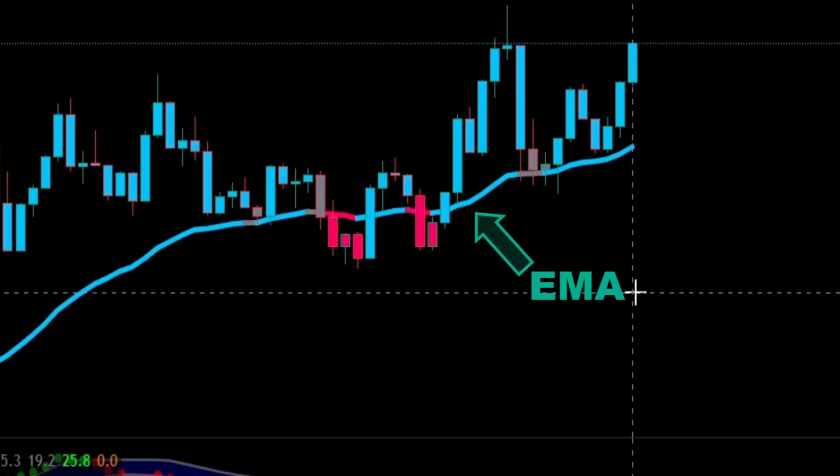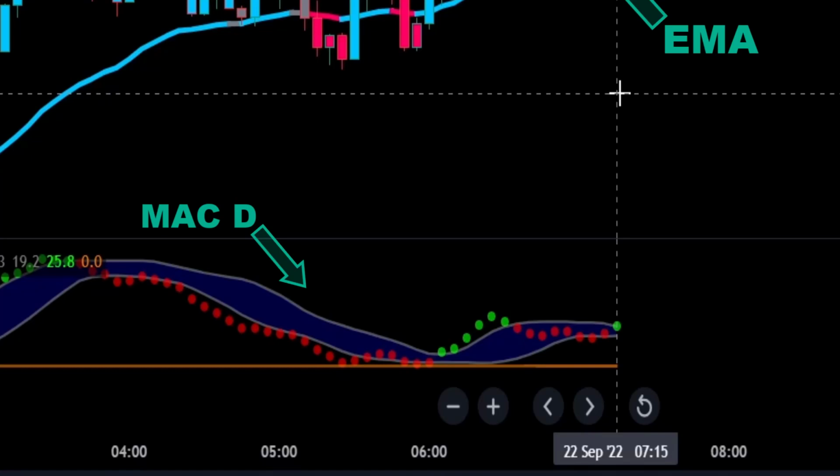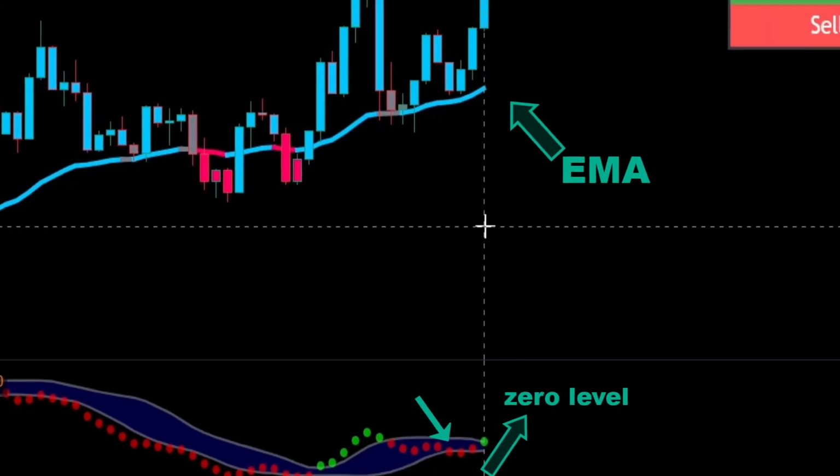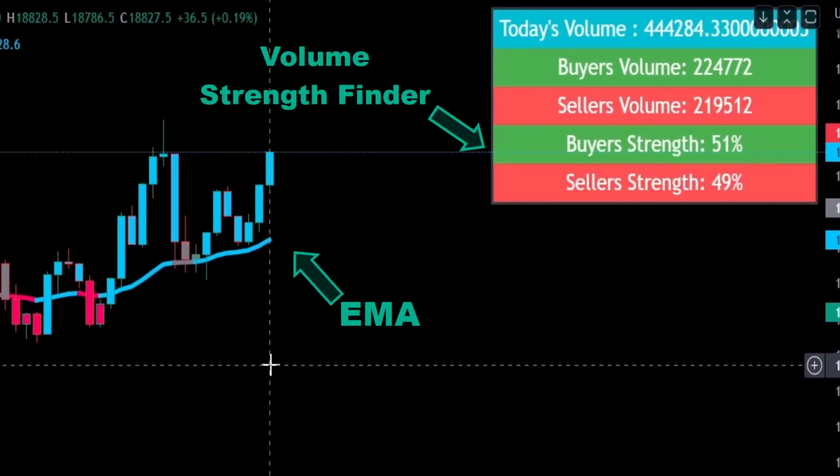For a continuation buy signal, a new green circle must appear on the indicator, and most importantly, the circles must not touch across the 0 level while they're being read. And finally, we're going to be looking at the volume indicator for sufficient buyer strength. If the strength is over 50%, we can confidently enter a buy position.